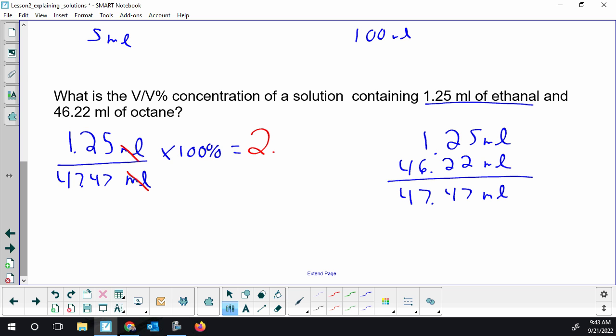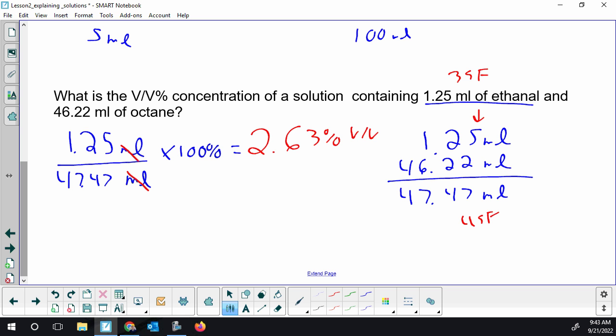And I get 2 point, and then I think of how many digits I want to write. When we added the volumes, we tracked hundredths place, which gave me 4 significant figures, but I only had 3 significant figures in the solute. So 2.63% volume to volume. Sometimes consumer packaged goods will have the V to V, other times they just put the percent and they drop it.